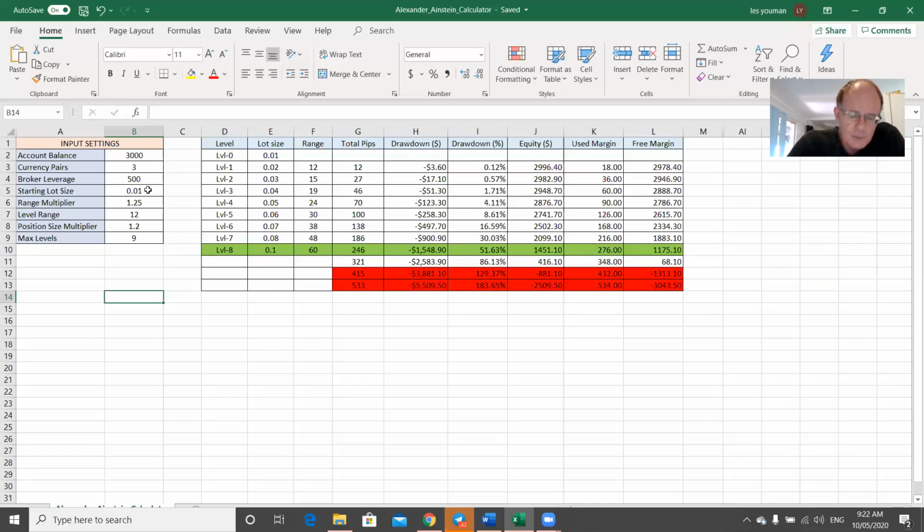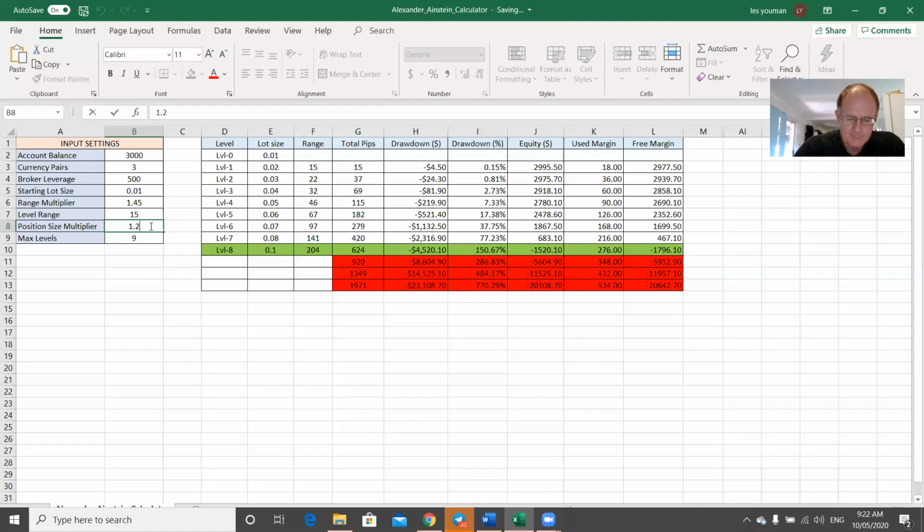So now I'm going to go through my conservative settings. Keeping everything much the same, but I'm changing the level range up to 15, and the range multiplier to 1.45, and position multiplier to 1.25. So I'm trying to read my notes as well.